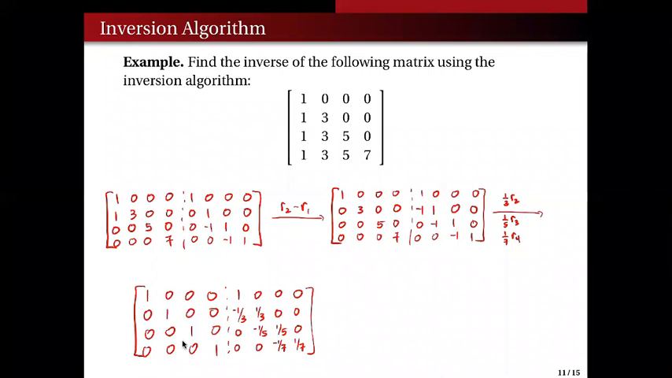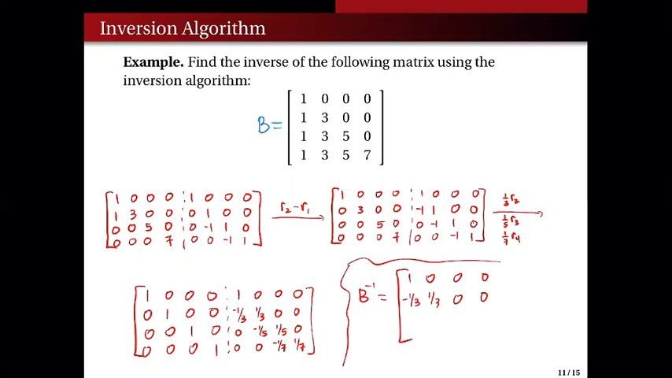And this is your identity matrix. Therefore, this is the inverse of B. So I have written this as the matrix B, which means that B inverse is this guy here. 1, 0, 0, 0, negative 1/3, 1/3, 0, 0, 0, negative 1/5, 1/5, 0, 0, 0, negative 1/7, 1/7. Okay? Questions?